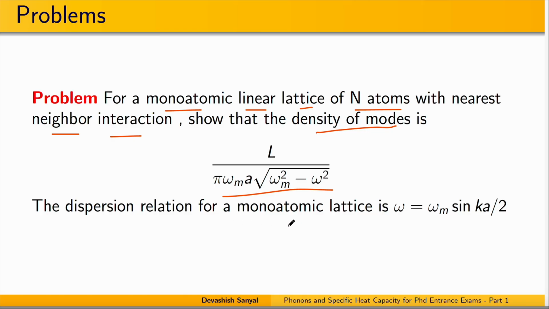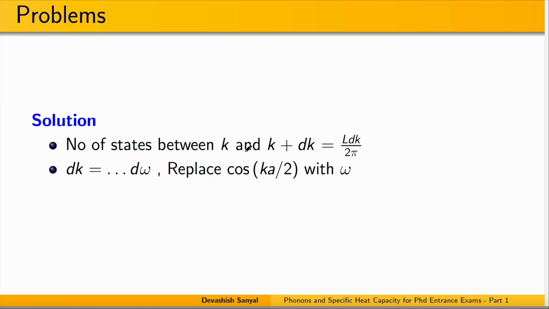What we know is that for a monoatomic lattice, the dispersion relation for excitation is omega equal to omega_m sine Ka by 2. This is the acoustic branch, if you remember the result from the monoatomic lattice. So this is given, and this is also not difficult. Again, the number of states or modes between k and k plus dk is L dk by 2 pi.